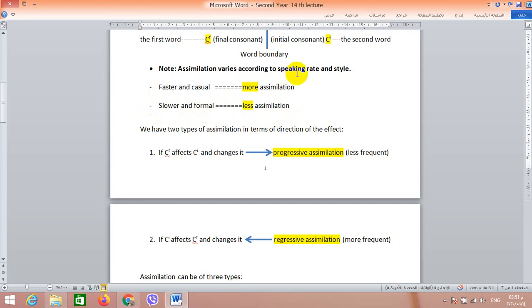So it depends on the speaking rate, how fast we are speaking, and it depends on the style. Are we speaking in a formal situation, or in a casual situation? If it is formal, less assimilation is expected. But if it is casual, I mean less formal, speaking with friends, chatting with equals, you expect more assimilation. Okay? These are the two important variables that decide if we have more assimilation or less assimilation in our speech.